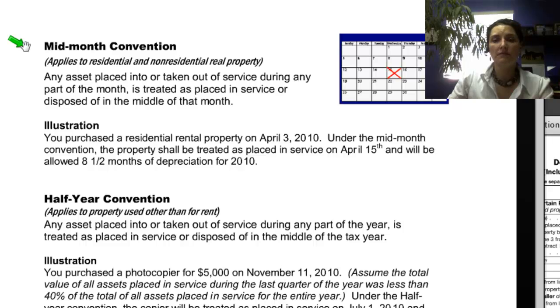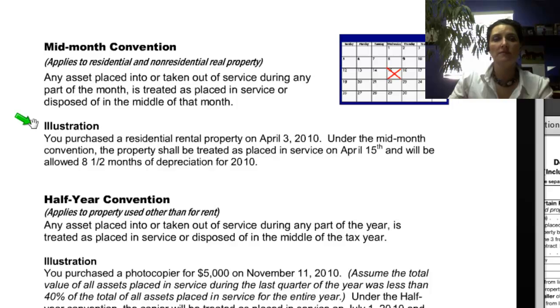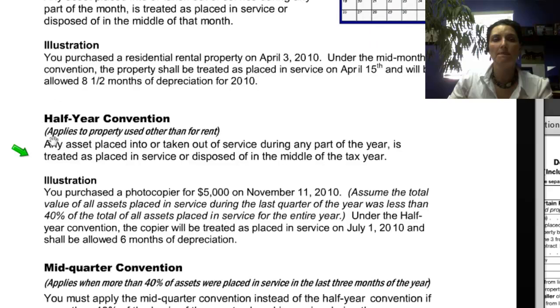Under the mid-month convention, any asset placed into or taken out of service during any part of the month is treated as placed in service or disposed of in the middle of that month. And here's an illustration. You purchased a residential rental property on April 3, 2010. Under the mid-month convention, the property shall be treated as placed in service on April 15th and will be allowed 8.5 months of depreciation for 2010.